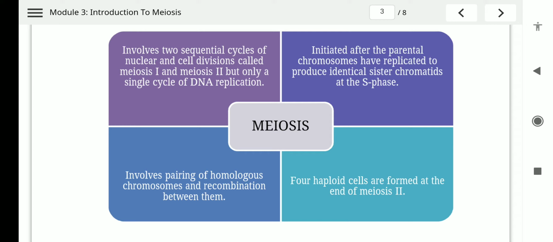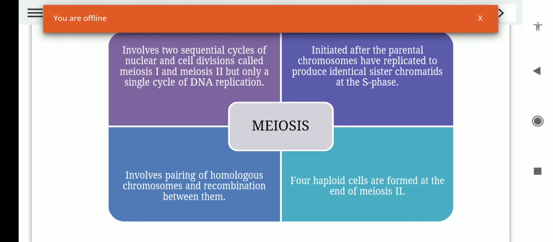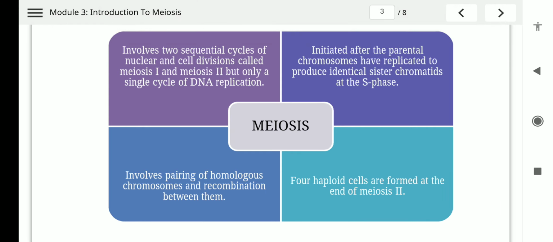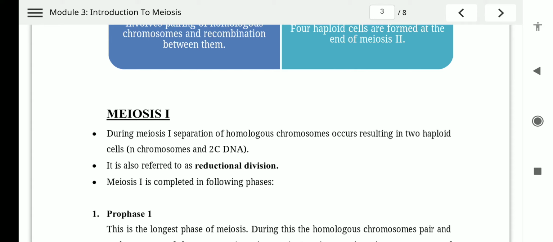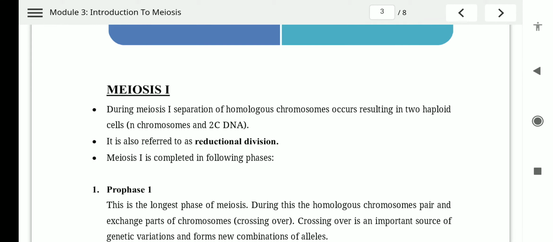Third, it is involved in meiosis division: pairing of homologous chromosomes occurs, which is called synapsis, and recombination between these homologous chromosomes occurs. Therefore, 4 haploid cells are formed at the end of meiosis 2. Now, after these 4 important facts of meiosis, we have to discuss the meiosis process. So, meiosis is divided into 2, meiosis 1 and meiosis 2. We will discuss meiosis 1 first.